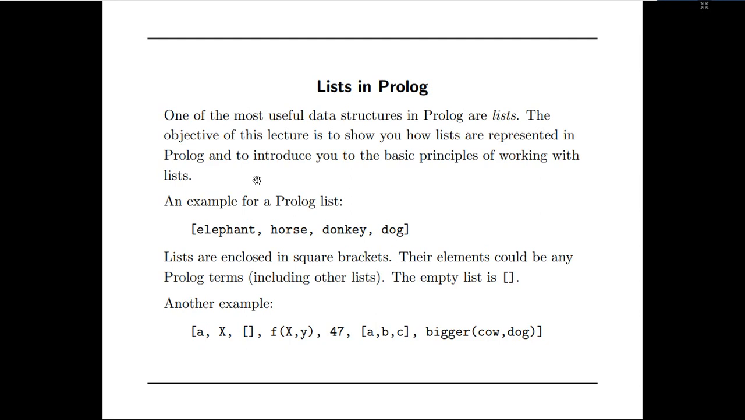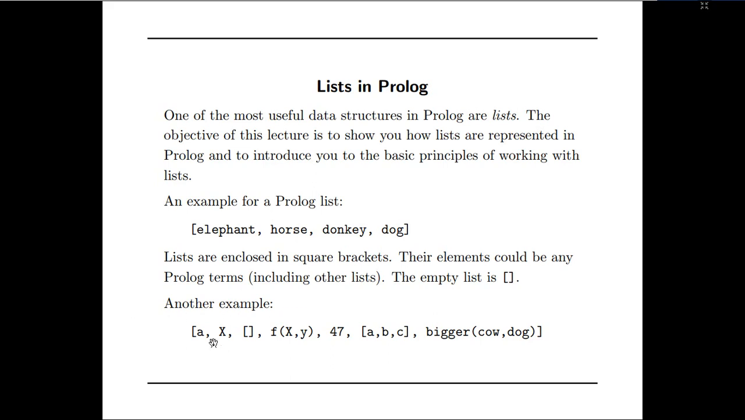In the Scheme language, lists are enclosed within normal brackets, but here we use square brackets. And in functional languages we never use a comma to separate the objects, but here we use commas, that is elephant, horse, donkey, dog, like that. So lists are enclosed in square brackets. Their elements could be any Prolog term. It may be an empty list, like a simple square bracket without any elements in it.